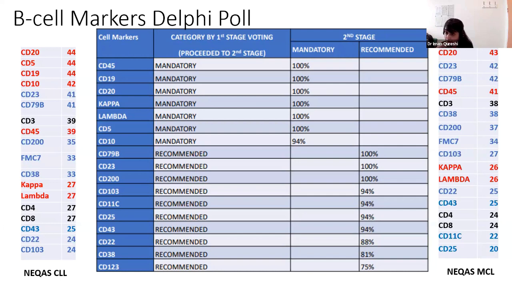I've put in red the ones that our Delphi poll classified as mandatory, and the ones in blue were classified as recommended for subtyping for these samples. Again, not too dissimilar, I don't think, from what we reached in our consensus.